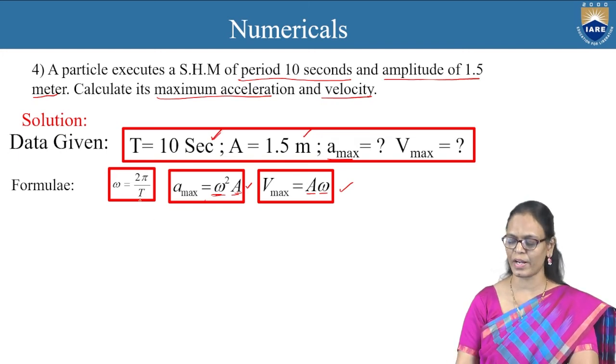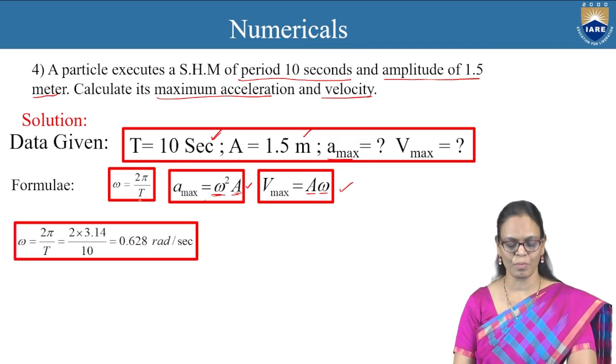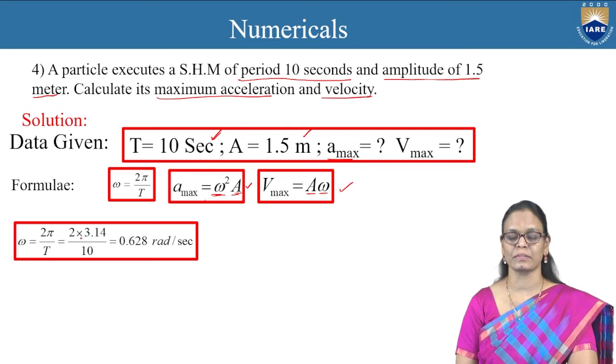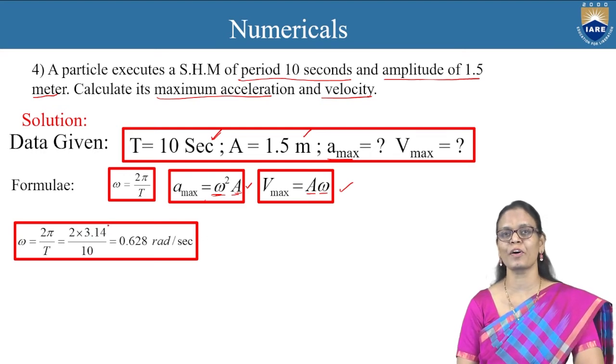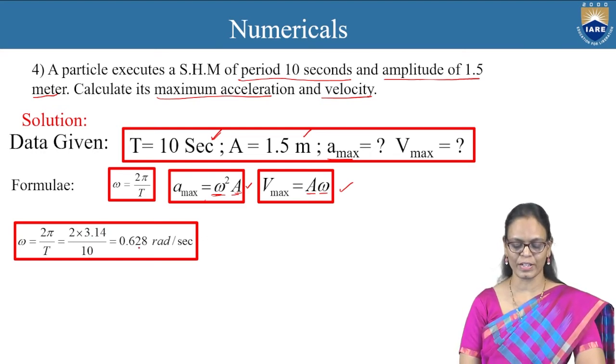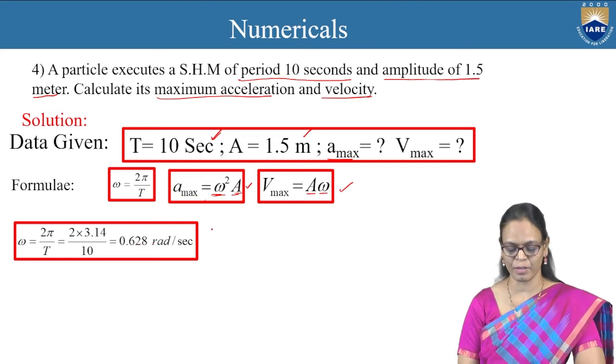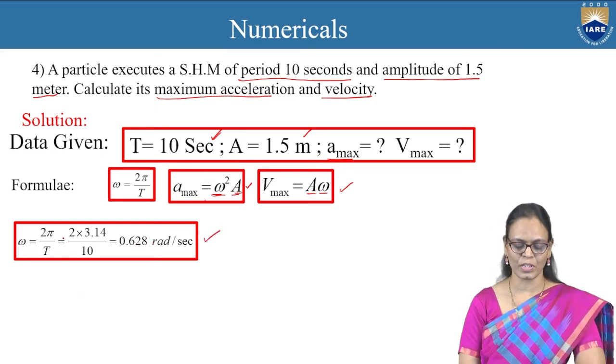So let us first find omega. So omega is equal to 2 pi by T. So substitute for T, 10 seconds. So 2 into 3.14 by 10, 6.28 upon 10 will give us 0.628 radian per second. So the angular frequency we are getting.